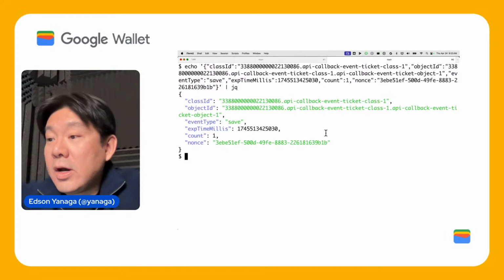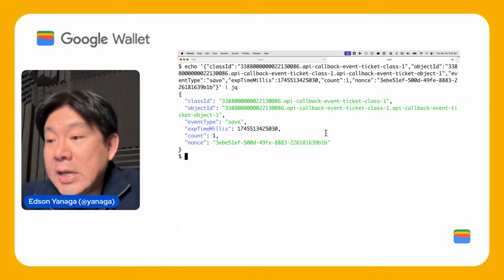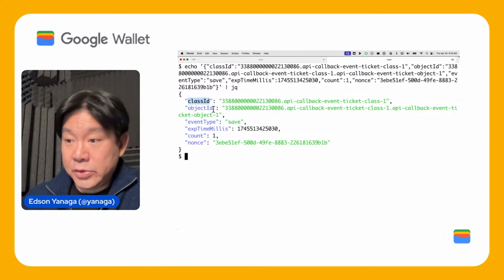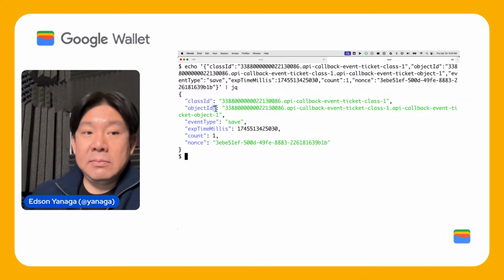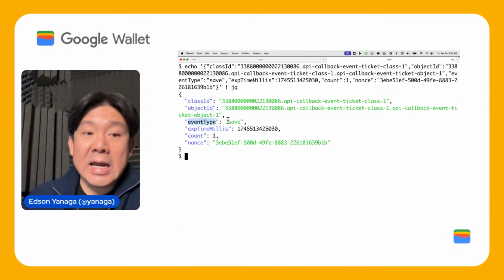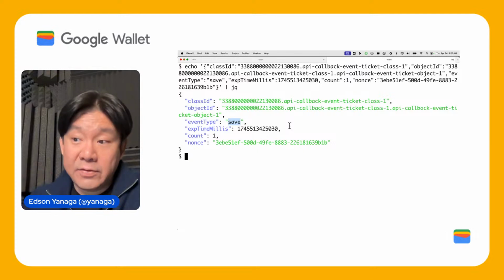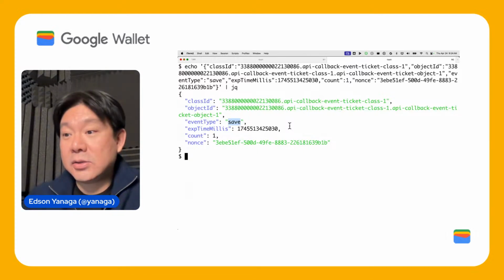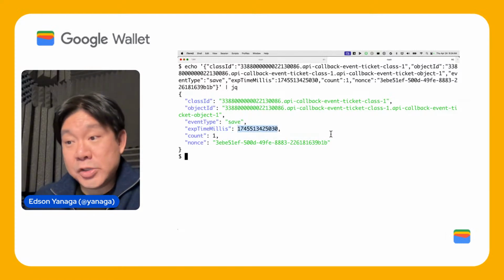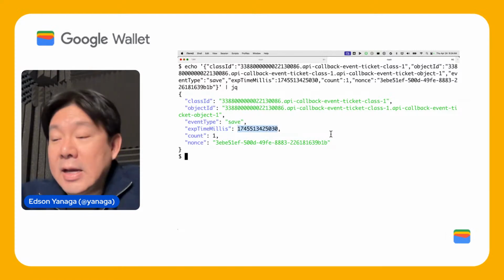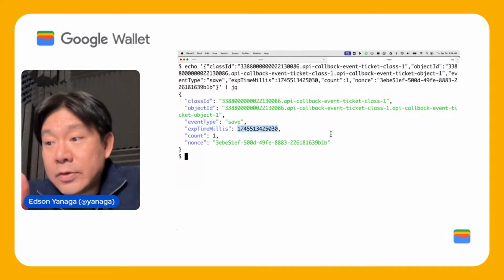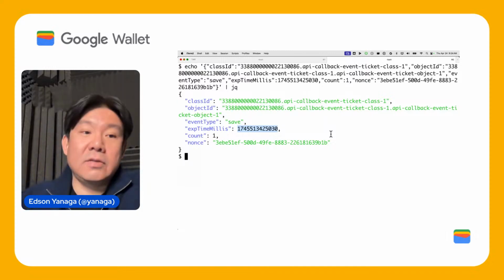Okay, so what is the information that we have in the message that we sent through the API callback? We have the class ID of the pass that was added to your user's Google Wallet. We have the object ID, which is this very big string here that I created for this demo. The event type, which is save, because a user saved this particular object to their Google Wallet. I have the time in milliseconds, which is Unix time. You can convert it to an actual date and time that you can log to your server.